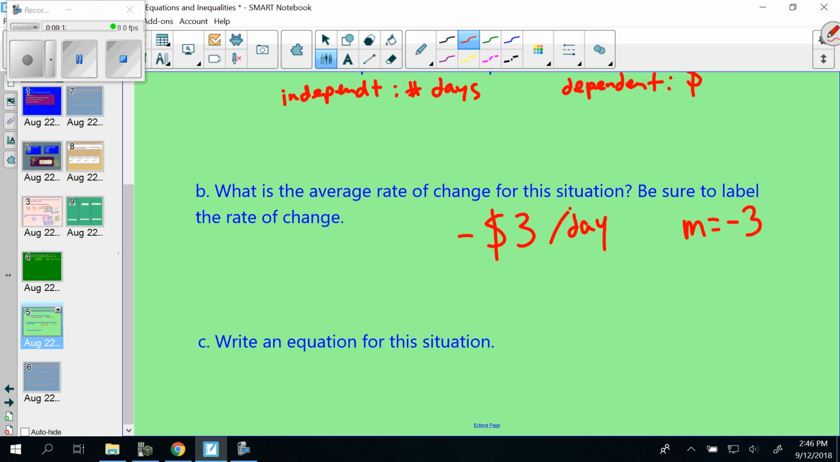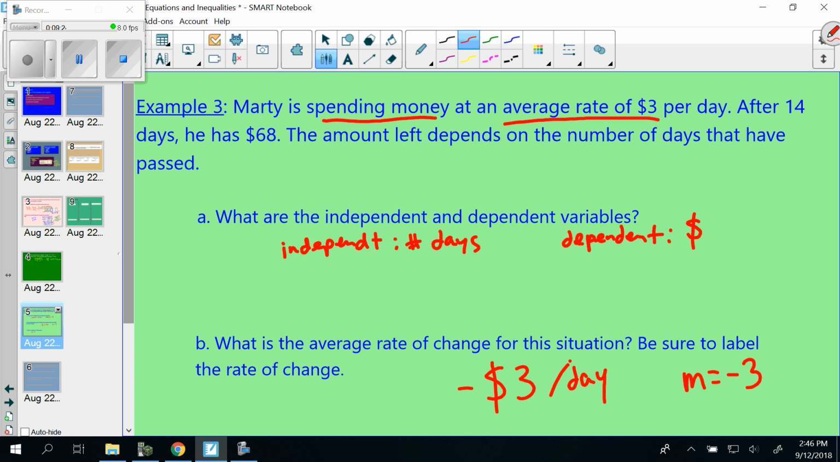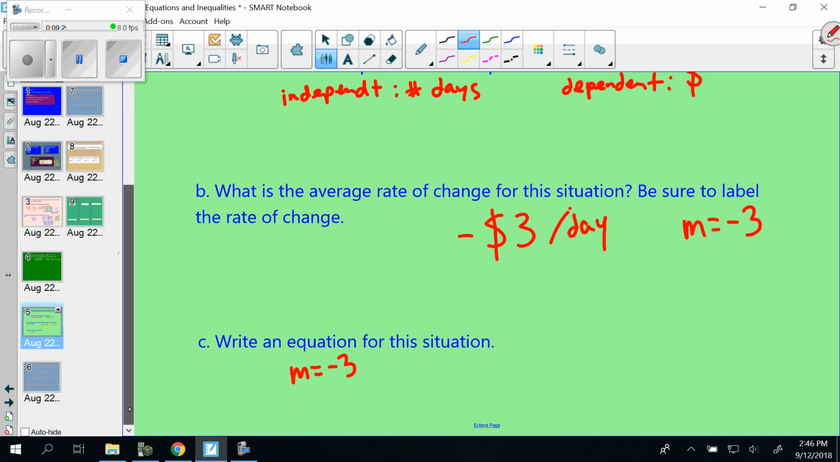Okay, part C, write an equation for this situation. So we know, again, our slope is -3, but we need something else to go with that. And here's the last part where this comes in. It says, after 14 days, he has $68. So if we know that our days are our x value, our independent value, that should go first, so 14. The dollar amount is our dependent, our y, that should go second. So we've got the point (14, 68) that goes with this. Now you can put it in our point-slope form, and we should be able to calculate out the equation.